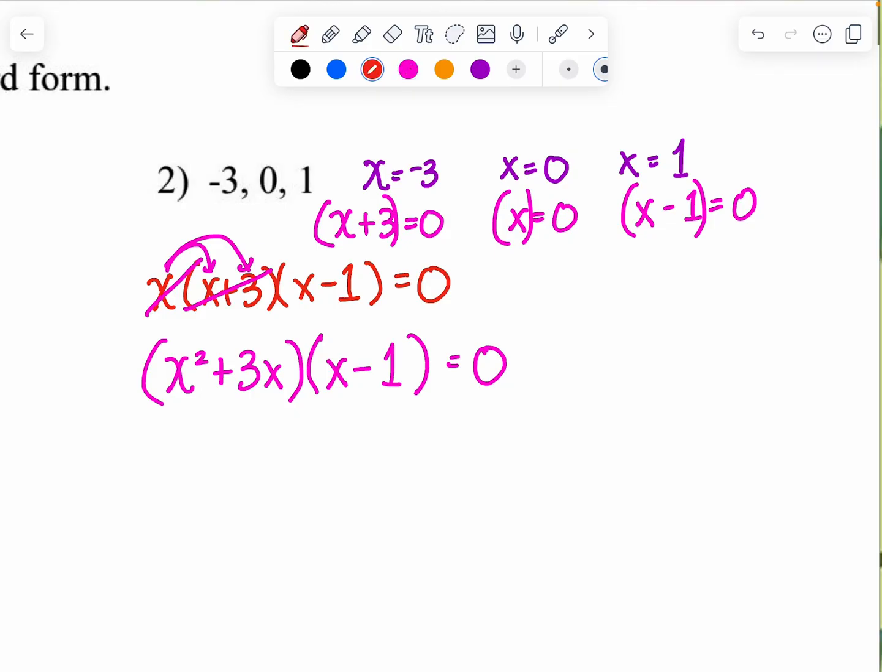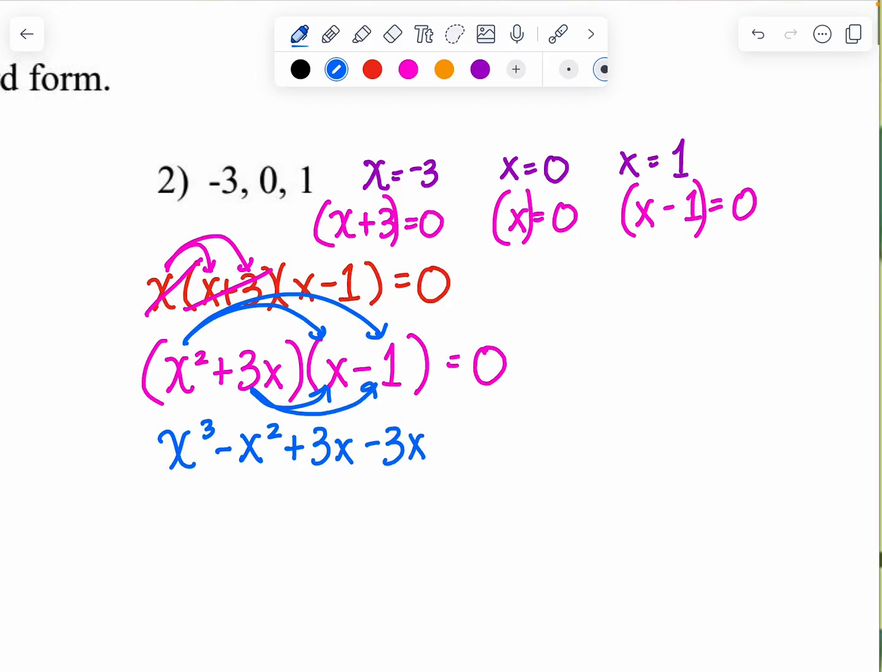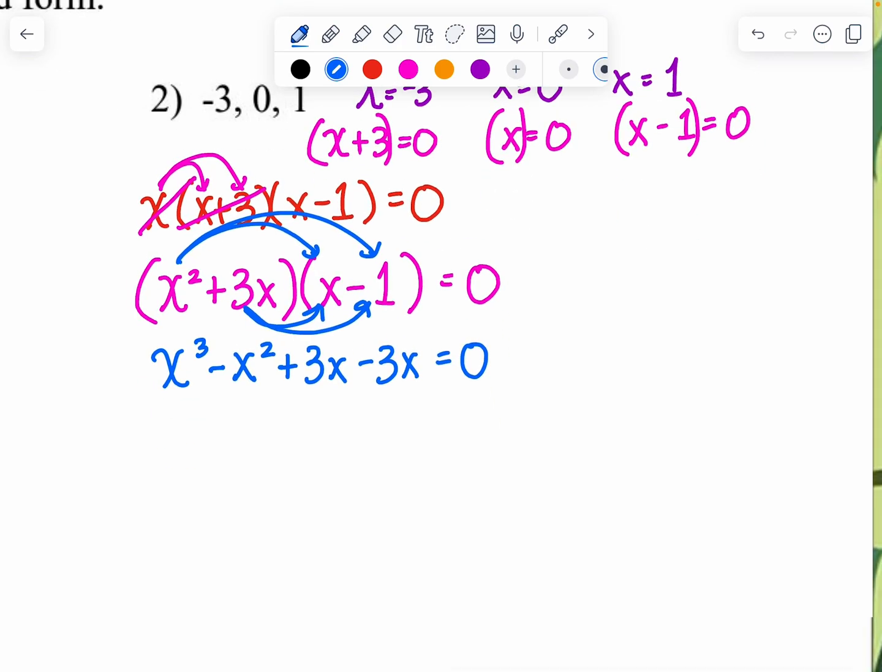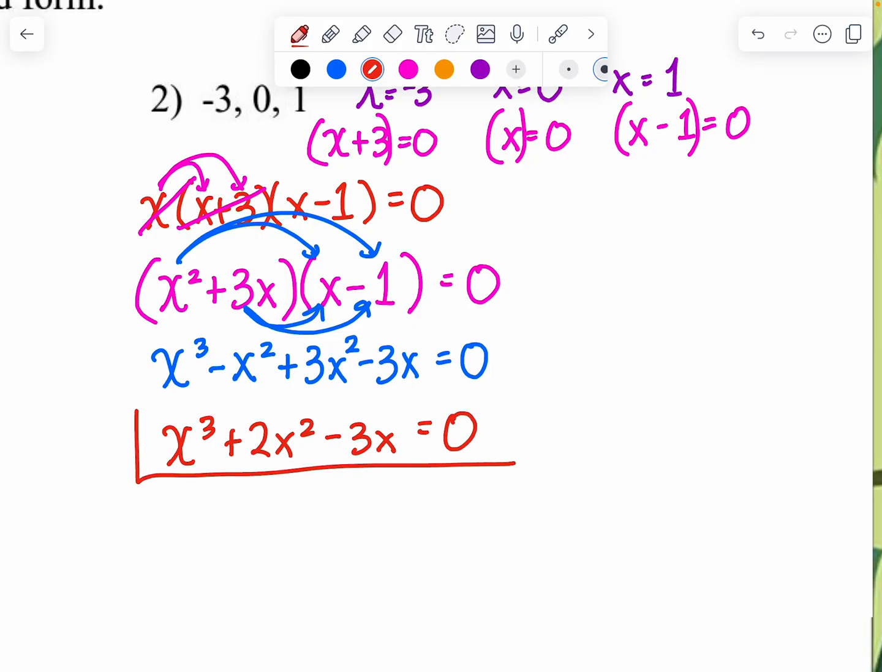So now this is a binomial. X squared times x is x cubed. X squared times negative 1 is negative x squared. 3 times x squared is plus 3x squared. And 3x times negative 1 is negative 3x, equals 0. Oh, sorry, I missed that squared. 3x times x is 3x squared. Now I'm going to combine like terms. X cubed plus 2x squared minus 3x equals 0. And that's my final answer.